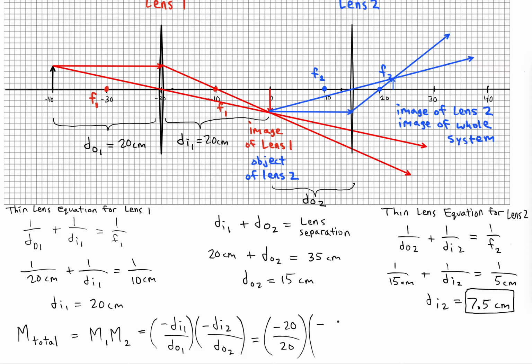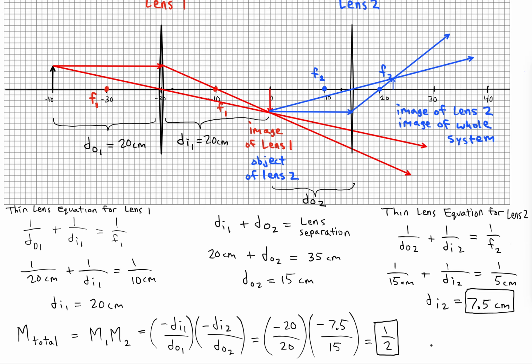And then we'll multiply by -7.5 over 15. The final result, though, will be a +1/2 for the overall system, which does appear to agree with what we drew. The final image is half as big as the original object.